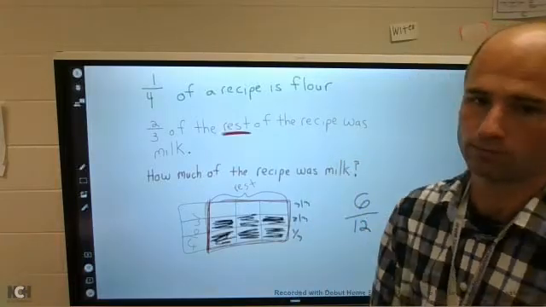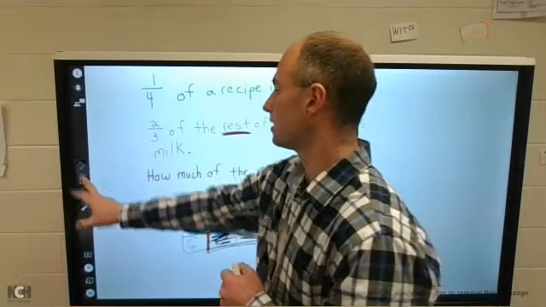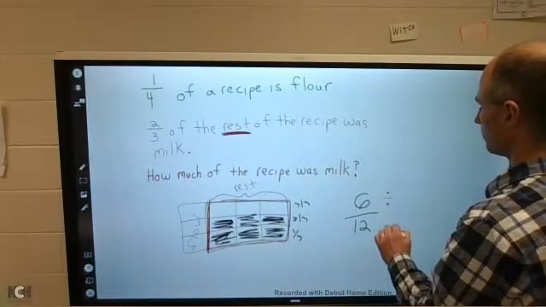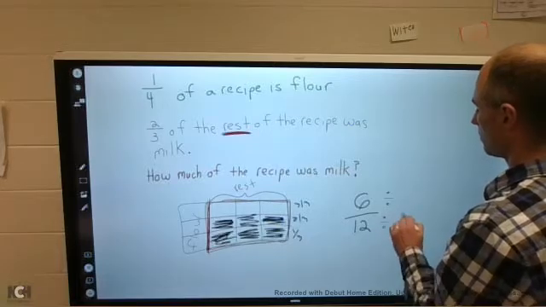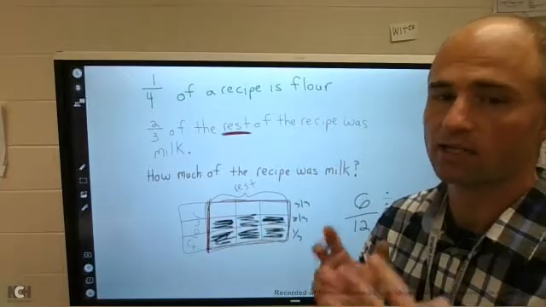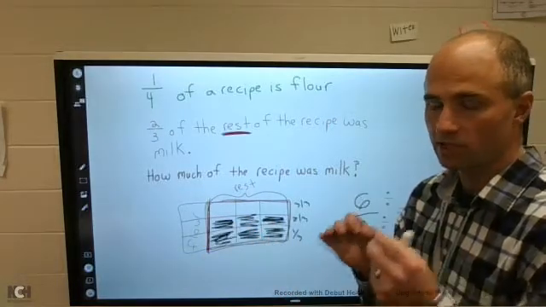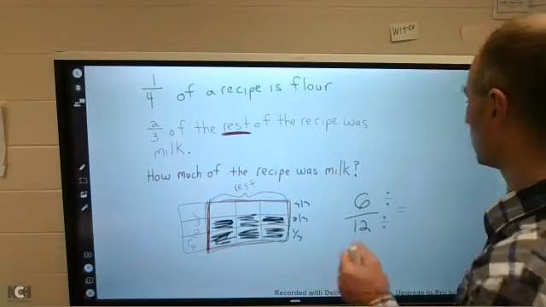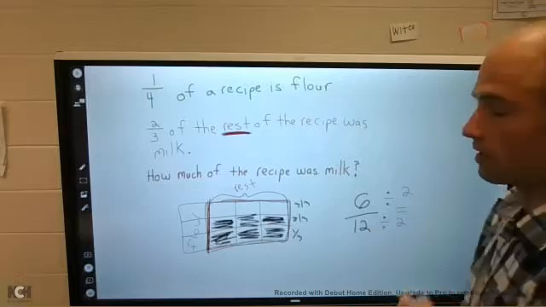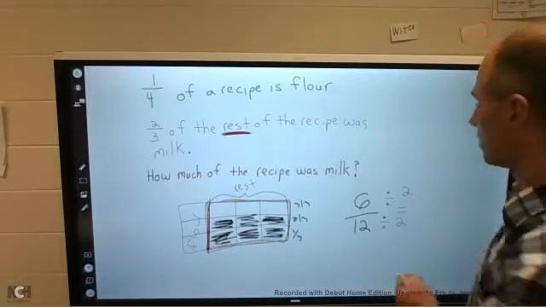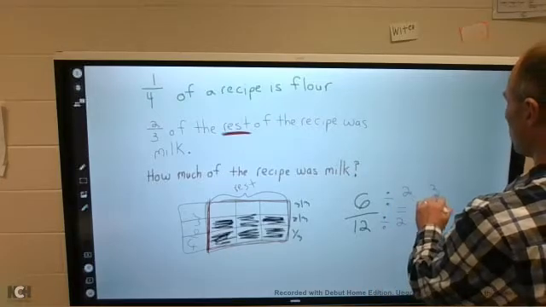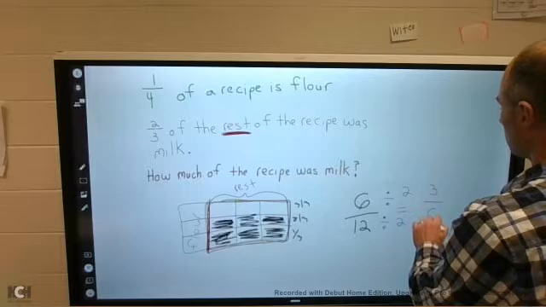However, I can't stop there. I need to simplify. It doesn't ask me to simplify, but I need to recognize in 5th grade that I need to reduce it to the simplest form. So I'm going to divide each number by 2 because I know they're both even, and therefore 2 can go into both of them. When I do that, I get the answer of 3/6.